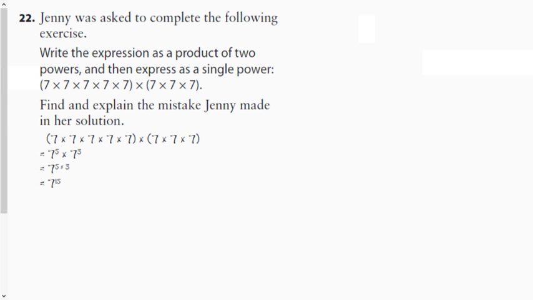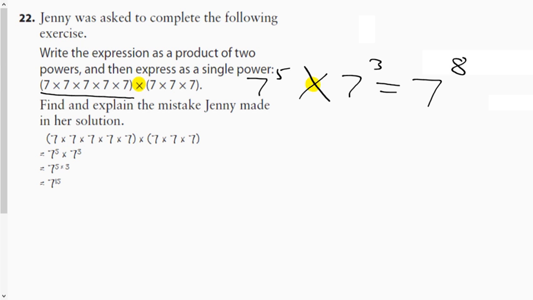Jenny evaluates this expression as a power. That's the product of two powers. Okay. So we have 7 multiplied by itself 5 times, which is 7 to the 5th, multiplied by 7 to the exponent of 3, which as a single power, since we're going to keep the base and add the exponents, will be 7 to the 8th. What mistake did Jenny make? Jenny was not listening in math class, because instead of adding her exponents, like she should have done here, Jenny multiplied the exponents to get the wrong answer of 7 to the 15th, as opposed to 7 to the exponent of 8.